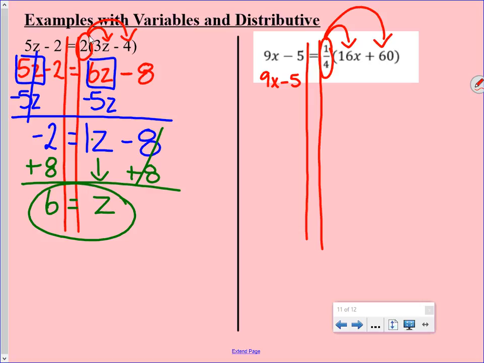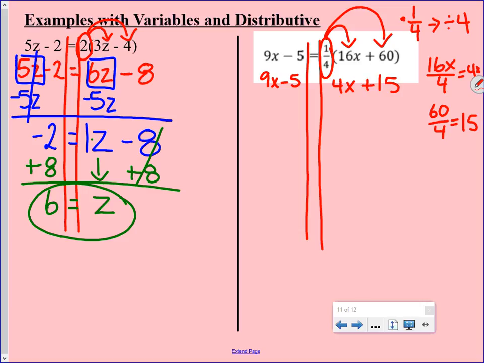Well, multiplying by 1/4 is really the same as dividing by 4. So when we do 1/4 times 16x, we're really saying, what is 16x divided by 4? Well, that would be 4x. And then 1/4 times 60 is really 60 divided by 4. 60 divided by 4 is 15.